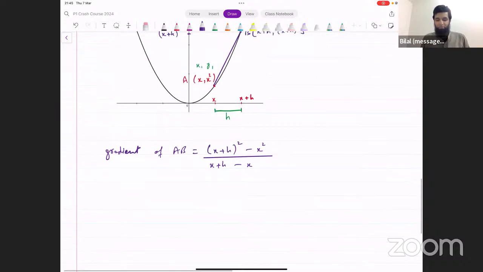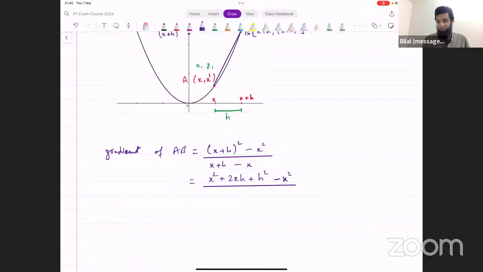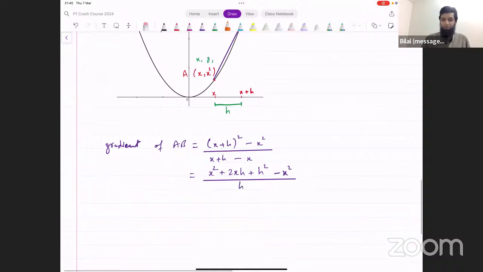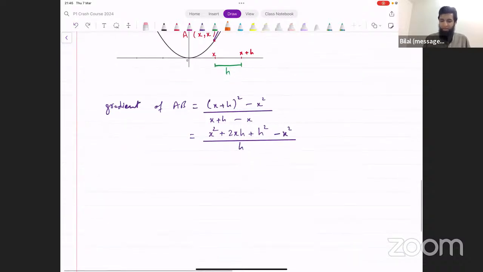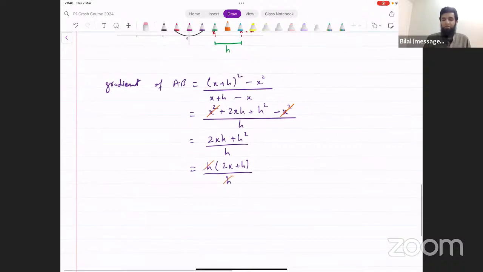We get this gradient of AB. Let's simplify this and see what we get. We get x squared plus 2xh plus h squared, using (a plus b) whole squared equals a squared plus 2ab plus b squared. We've just expanded this thing. Minus x squared, and in the denominator, we have x plus h minus x. What does that leave us with? Just h. Now, let's simplify this. x squared and x squared get cancelled. What are we left with? 2xh plus h squared divided by h. We can take h common in the numerator. That leaves us with 2x plus h inside. In the denominator, we have h. h and h get cancelled, and we are left with 2x plus h.